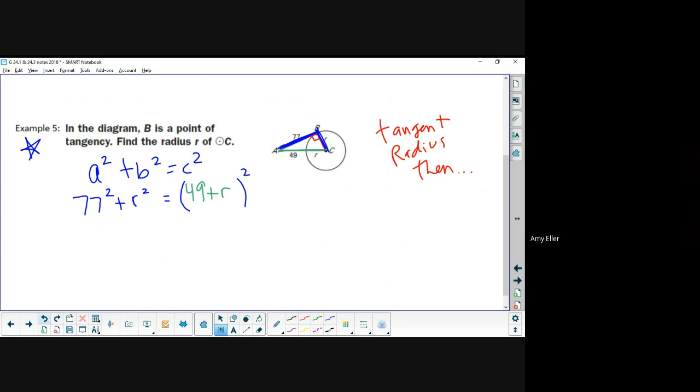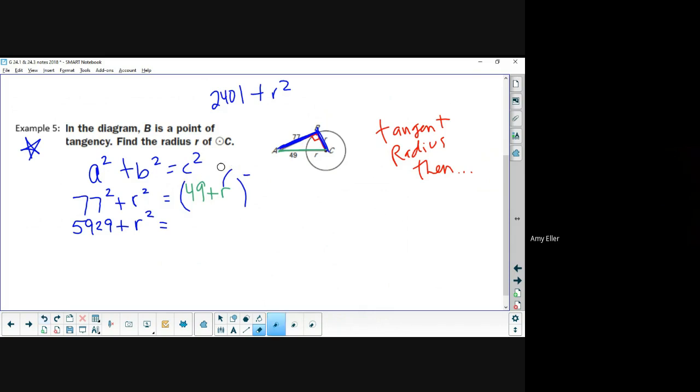We're now ready for a calculator. Go ahead and type in 77 squared. R squared is just going to stay R squared. Let's go slowly through this part. You cannot distribute the squared. If you distribute the squared, you would get 49 squared plus r squared. Okay, that is not correct.